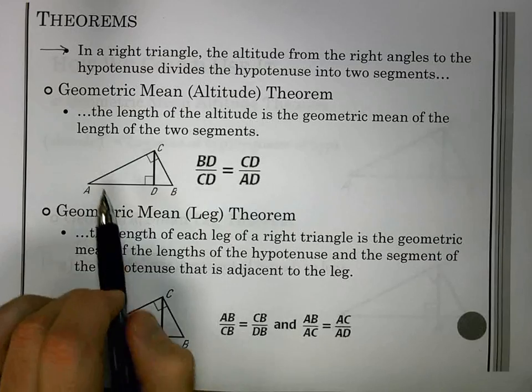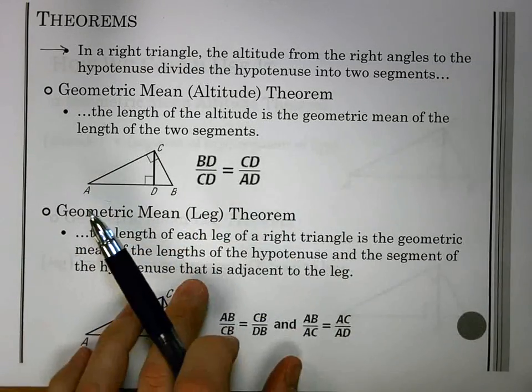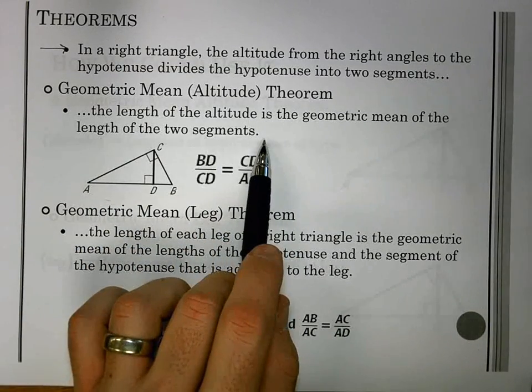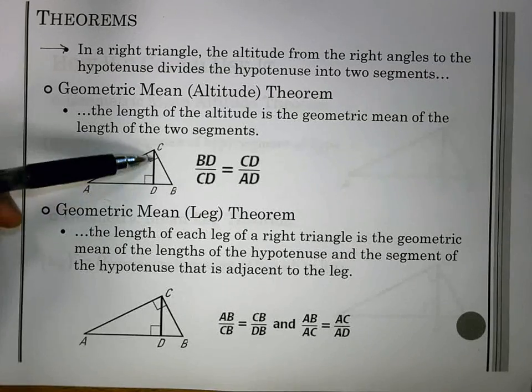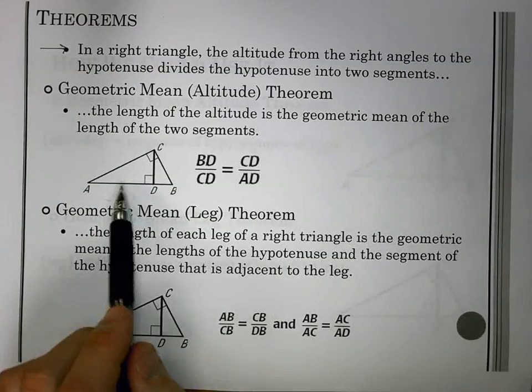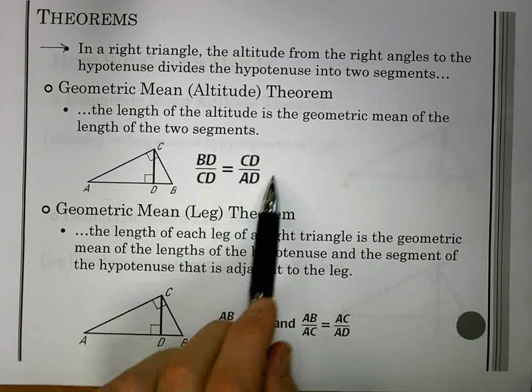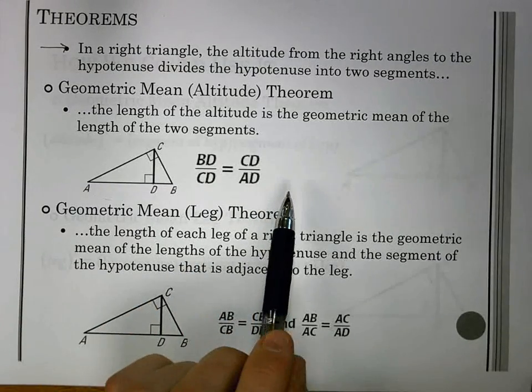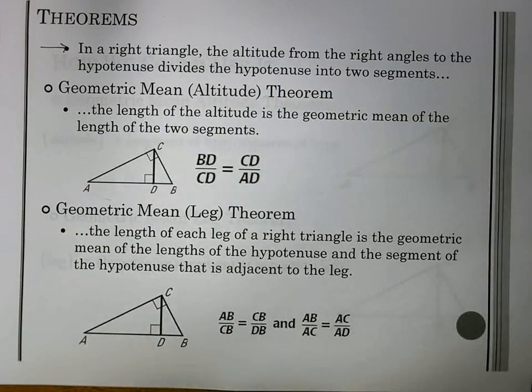This one finishes with the length of the altitude is the geometric mean of the length of the two segments. So it's saying this altitude is a geometric mean of these two parts, which we have in the proportion. We're going to look in a minute how to simplify that, make it a little easier.